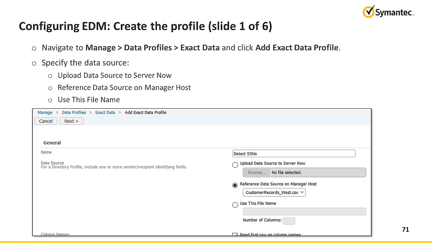Configuring EDM to detect and protect exact structured data in your organization involves two main tasks. First, creating an EDM profile, and then applying the profile to a Symantec DLP policy. In this section, we will provide a high-level overview of these tasks. First, to create a profile, in the Enforce Administration console, navigate to Manage, Data Profiles, Exact Data, and then click Add Exact Data Profile. Then point the Enforce server to a data source file.